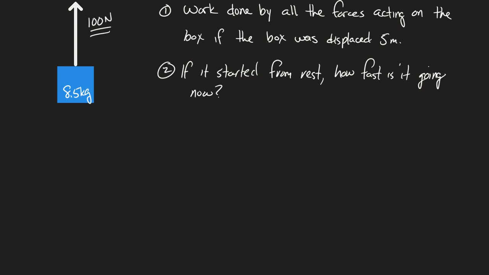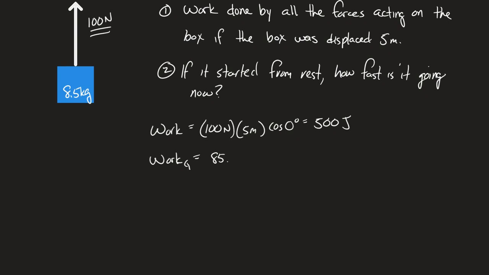So you gave us the force of tension, so that's 100 times the displacement of 5 times cosine 0. So just looking at the displacement, you get 500 joules of energy. And then for the work of gravity, you get the 85 newtons times the 5 displacement, and then cosine 180 to get a negative. So it's the opposite way. So you get negative.